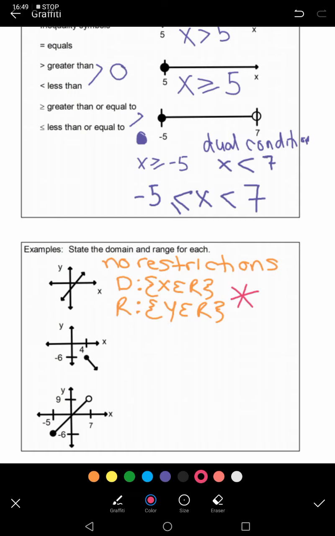Okay, let's look at a little bit more of a tricky example here. So we look at this graph. First, we're going to look at the x-axis, which is the domain.